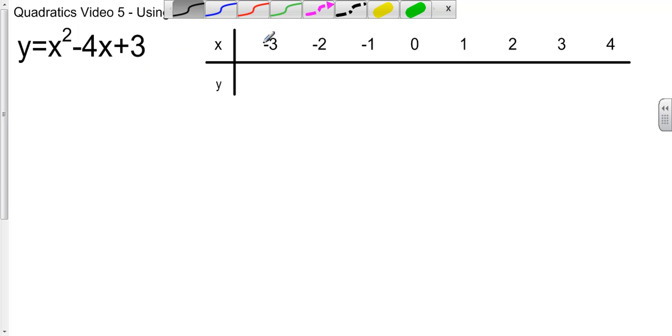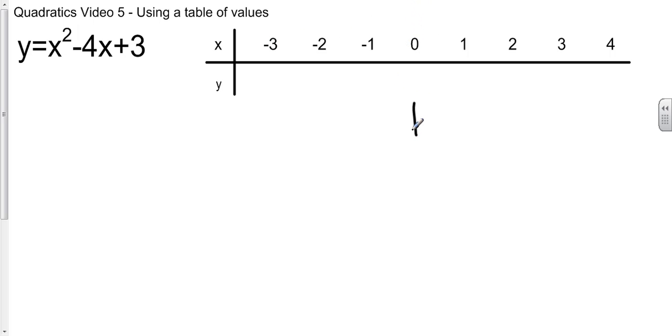Now what I'm going to need to do is substitute all these values of x into our equation over here. Rather than starting on the left with -3, I'm going to start with 0 because it's by far the easiest to substitute in. So if I do that first, I'm going to get y equals 0 squared minus 4 times 0 plus 3. And that means that my first value is 3.